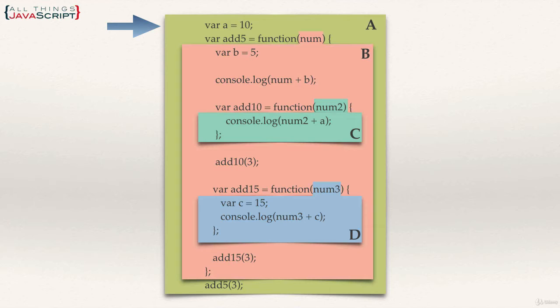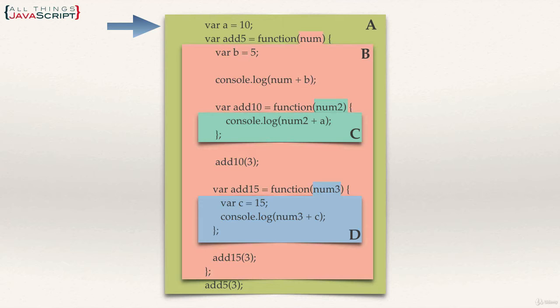I've labeled that D. Now notice in the scope for B, C, and D, it does not include the definition of the function as a part of its scope. It includes the variable that is passed in, but the function actually resides in the outer scope. For example, if we take a look at C, num2 is a part of scope C, but the add10 function is a part of scope B.